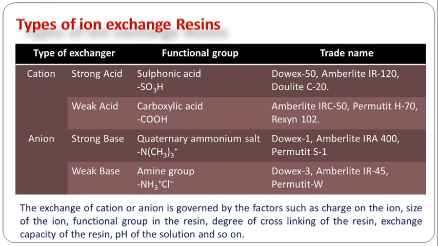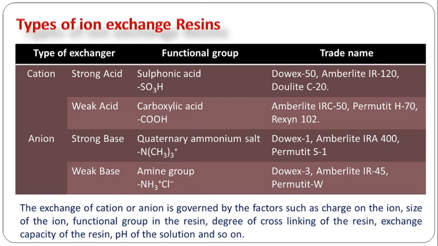The exchange of cations or anions is governed by factors such as charge on the ion, size of the ion, functional group of the resin, degree of cross-linking of the resin, exchange capacity of the resin, and pH of the solution. These are the factors which affect the separation of the components present in the solution. First, the charge on the ion, whether 1 positive charge, 2 positive charge, or 3 positive charge.